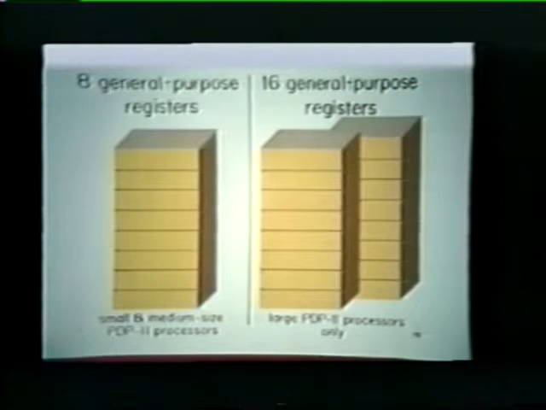Let's begin by looking at those processors which have 8 GPRs. The 8 general purpose registers are numbered R0 through R7. A specific address is assigned to each register so that it can be both read and loaded. Note that they are all 16-bit registers.